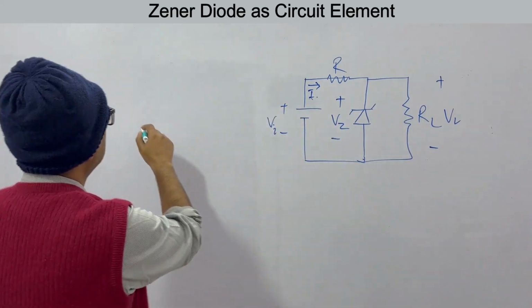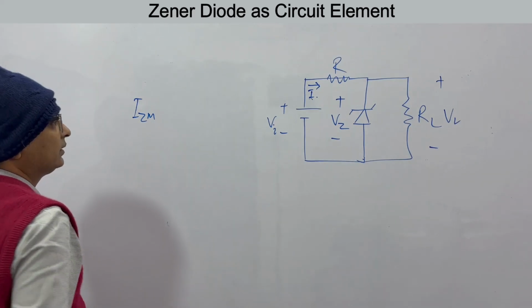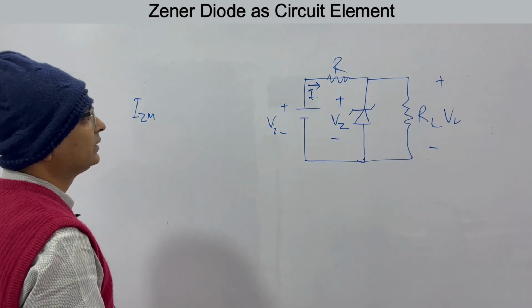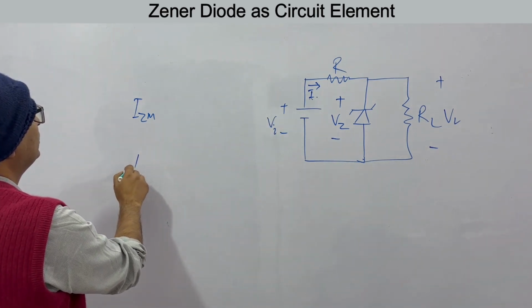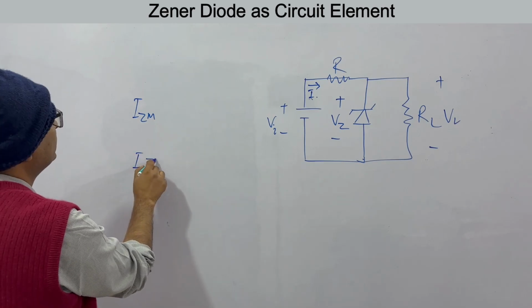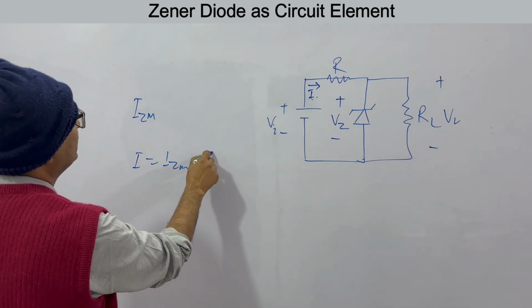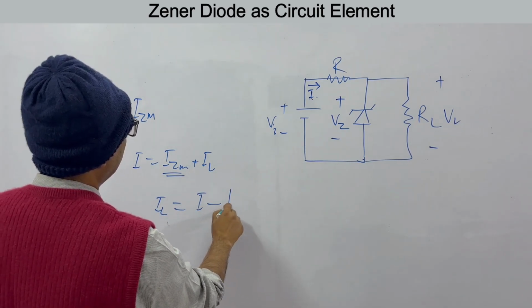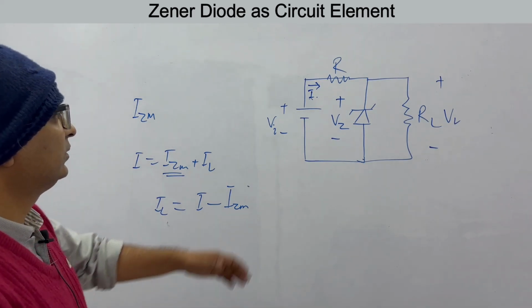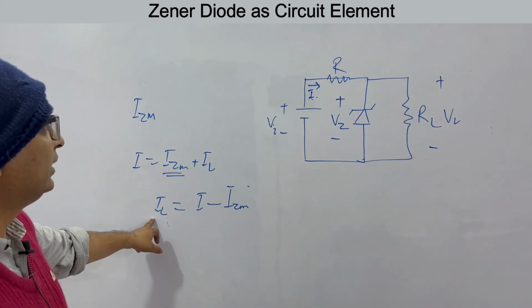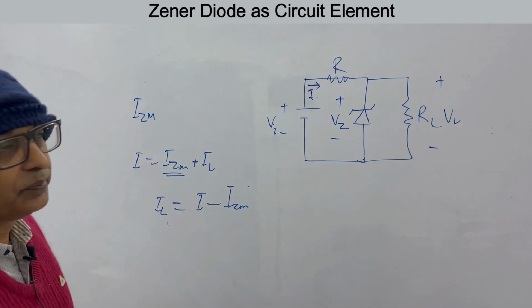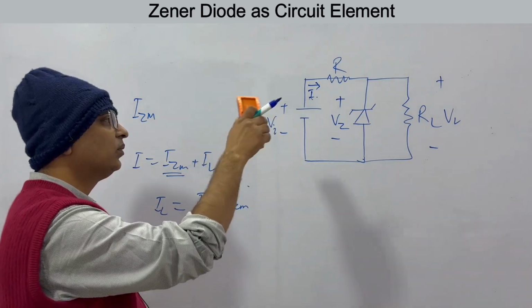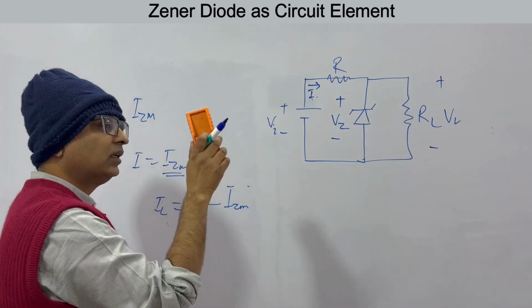Sometimes it is given that the maximum current that can flow through this particular circuit is IZM. Then find the value of this. Very simple. If we know IZM, from here we know I is equal to IZM plus I load. So IL can be I minus IZM, and then putting this we can find IL into RL. IL into RL will give Vz. So based on what value we have, you can always find the particular current or voltage.